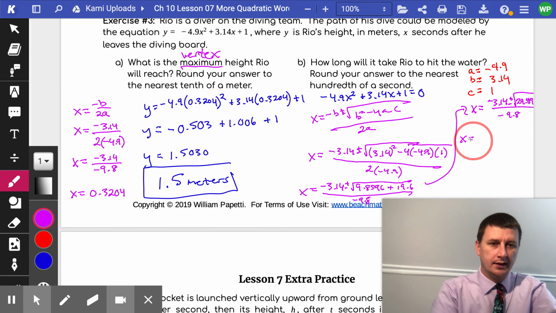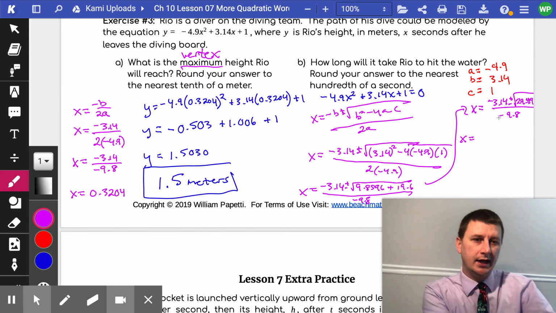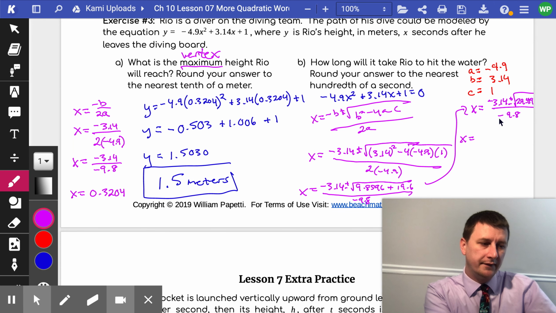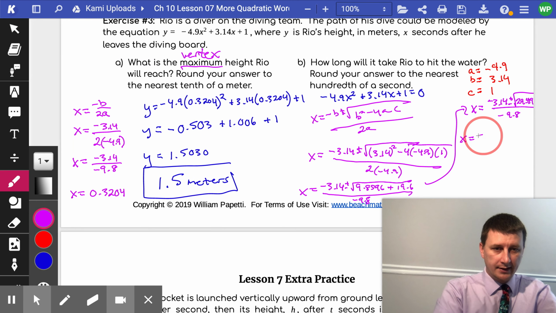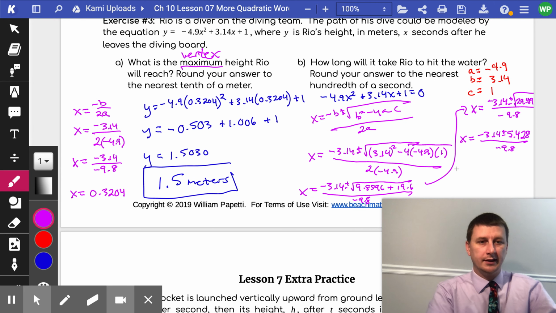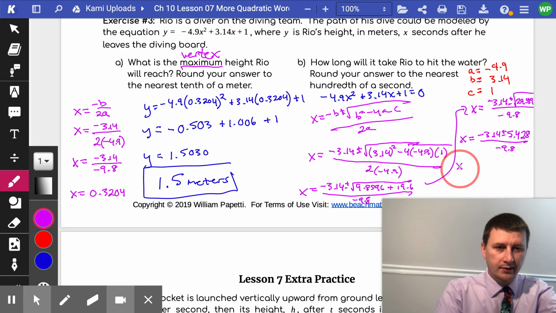Almost there. So now we want the square root of that 29.4596. And we're going to take the square root. And we're going to get negative 3.14 plus or minus, I'll keep 3 decimal places here, 5.428, which rounds up, divided by negative 9.8.